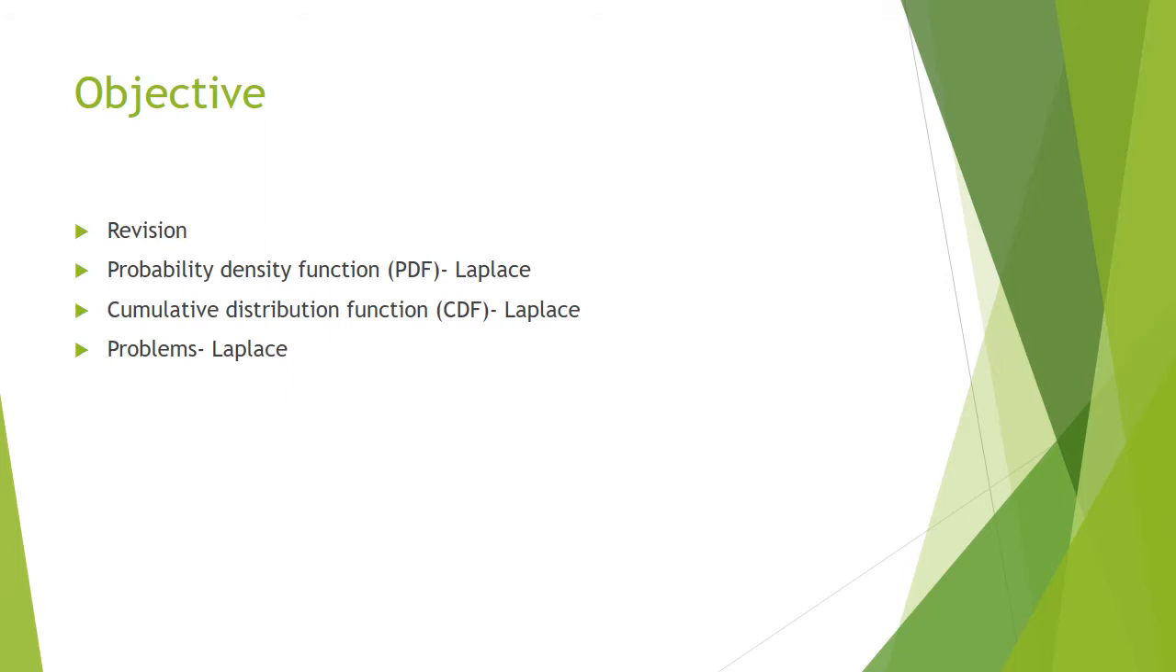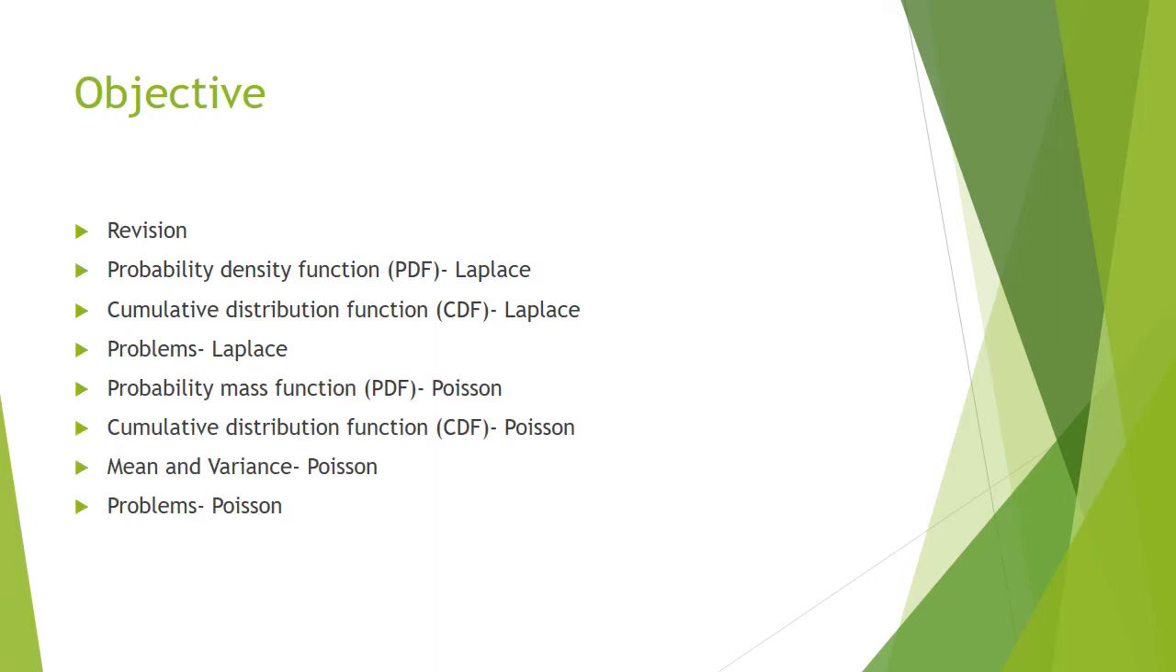revise what we studied in the last class, and then see the probability density function and cumulative distribution functions for the Laplace distribution, and also problems on the Laplace distribution. Similarly, we have to see the probability mass function, because Poisson is a discrete random variable, and its cumulative distribution function, mean and variance. Also, we will work out some problems on the Poisson distribution.